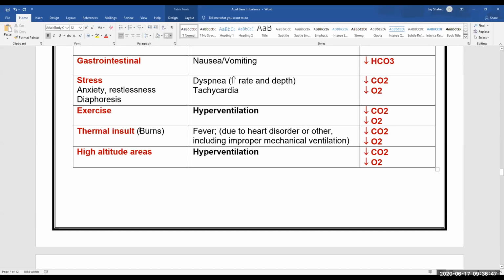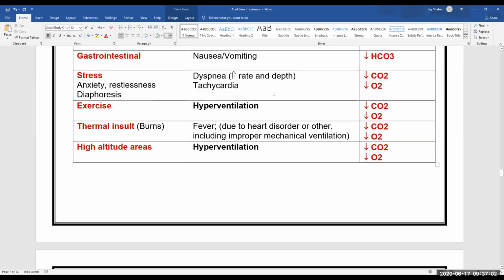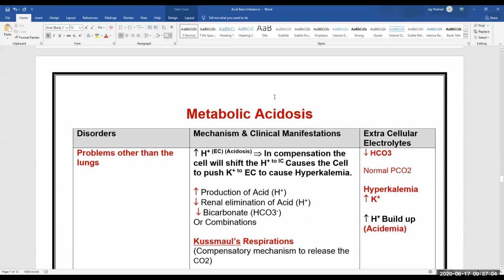Here also, when you insult your skin, like you burn your skin, again, you lose this, so you hyperventilate because of that. So your CO2 goes down and the oxygen goes down also. So hyperventilation, basically, in this case, is what's causing the alkalosis.